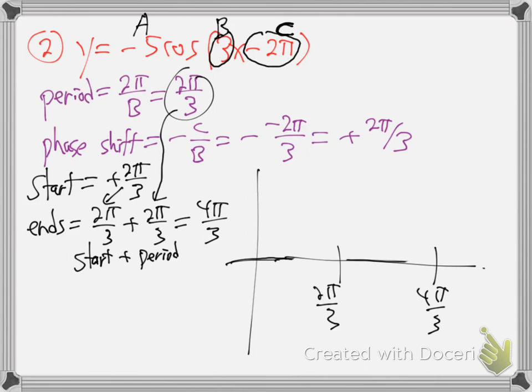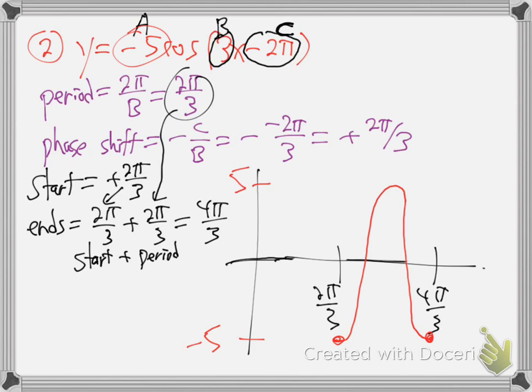And what's it going to do between 2 pi over 3 and 4 pi over 3? It's an upside down cosine, isn't it? So it's a U shape, so it's going to be upside down. You start at the bottom, go high, come back to the bottom, with the bottom being negative 5 and the top being positive 5. It's an upside down cosine. Is that good?